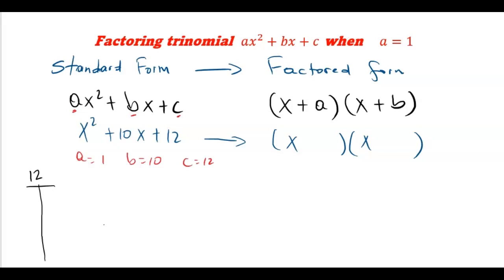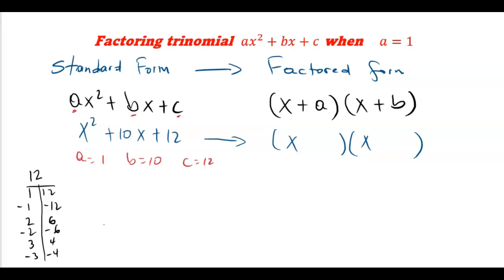So 12, we know, is positive. It's either both numbers positive or both numbers negative. So we know 1 times 12 is 12. We also know -1 times -12 is also 12. 2 times 6 is 12. -2 times -6 is also 12. 3 times 4 is 12. And -3 times -4 is also 12. I don't think there was anything else.